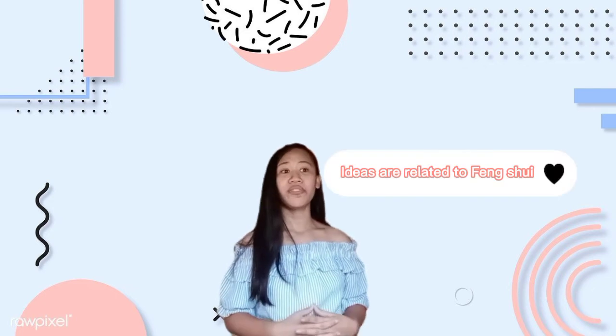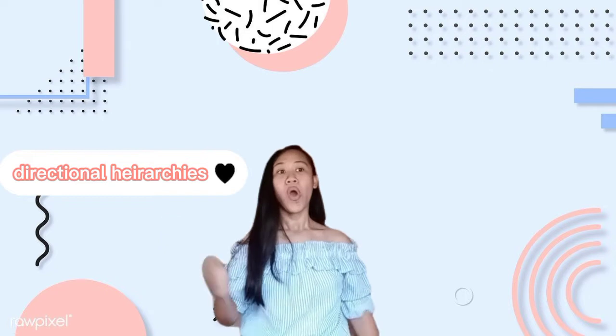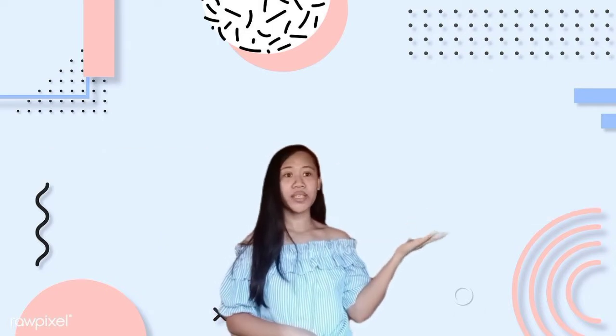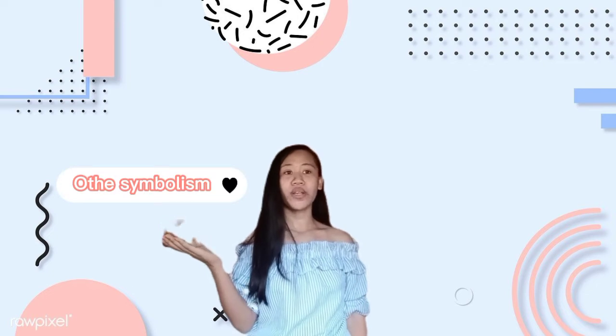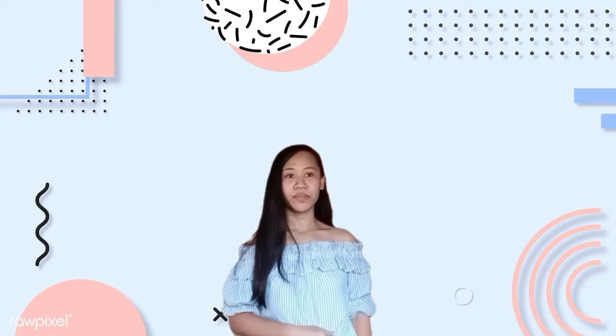The incorporation of their ideas is related to Feng Shui, such as directional hierarchies, horizontal emphasis, and allusions to various cosmos and other symbolism that are the core view of Chinese design. Here is an example.